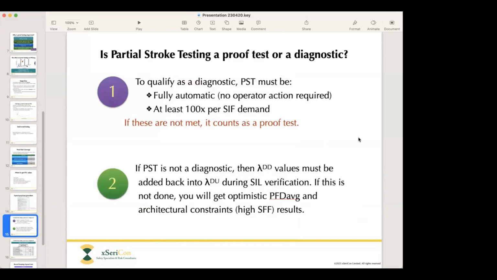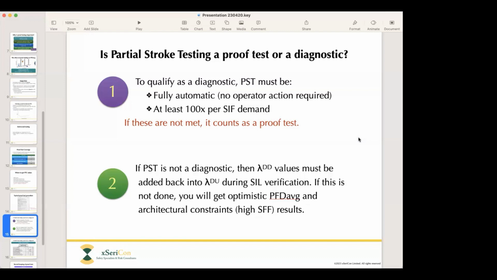Now, one question that often comes up in the context of proof testing is, what about partial stroke testing of valves? Is that a proof test or is it a diagnostic? The reason this question is important is because it's very often assumed in SIL verification calculations that partial stroke testing is a diagnostic. Because that has, should we say, an effect that is desirable on the calculation of the SIL achieved and the risk reduction factor achieved by the SIF.